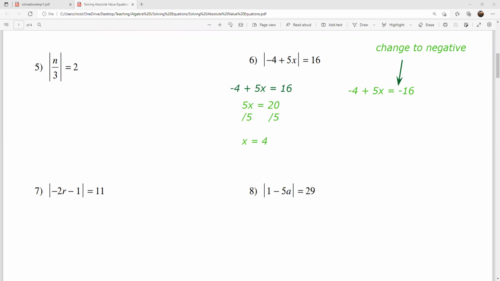For this one, you add the 4 to the other side, and you get 5x equals -12. Divide by 5, x is -12 over 5. If you were to plug this in, you would get the absolute value of -16, which is 16. You could even check. 5 times -12 over 5 gets you -12. -12 plus -4 is -16. The absolute value of -16 is 16.